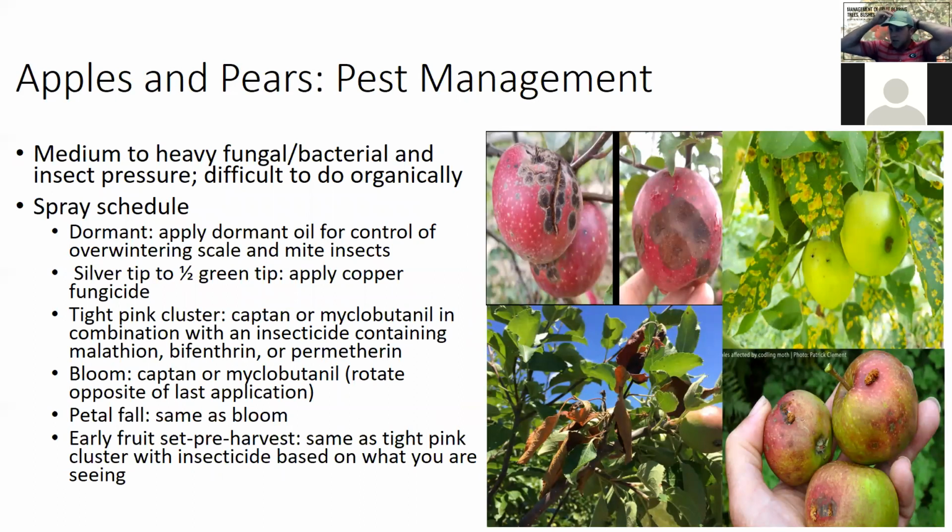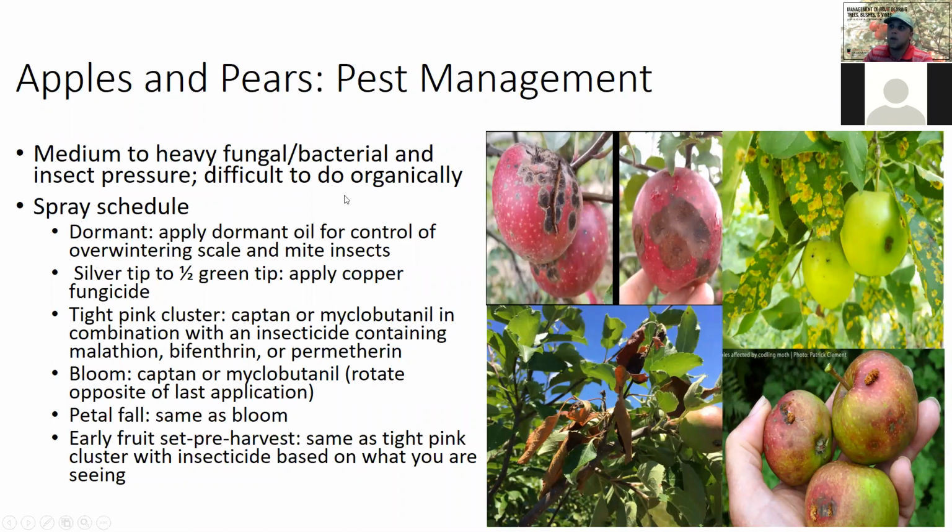So pest management, much like peaches, I would say it's medium to heavy fungal, bacterial and insect pressure. Medium meaning on the pear side, heavy being more on the apple side. So you've got a lot of pest pressure on apples, just the same as peaches.